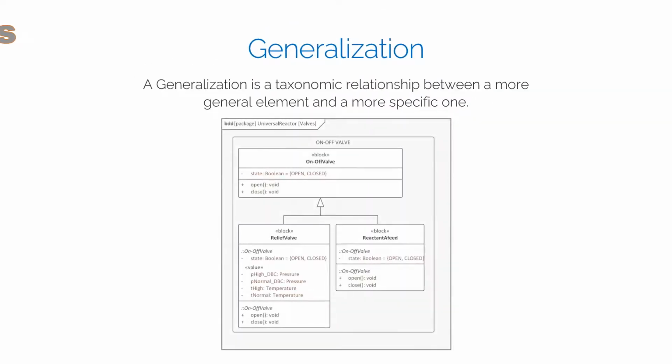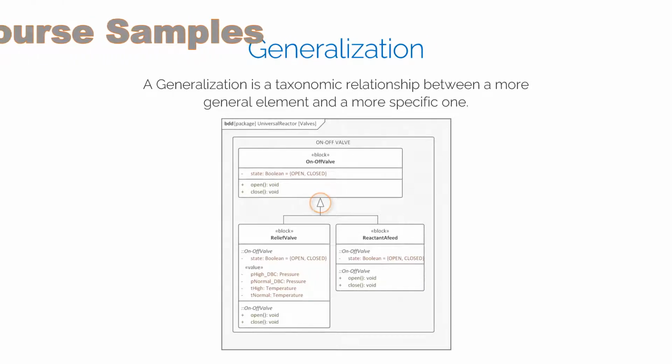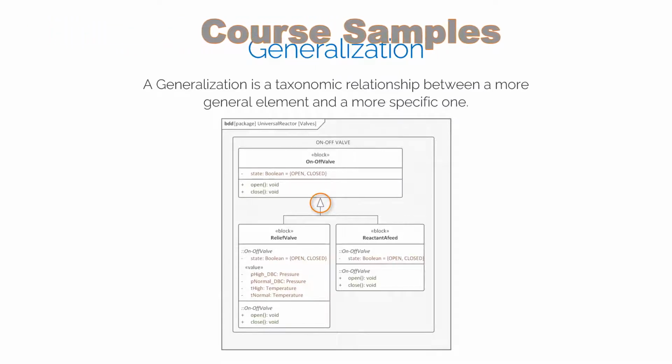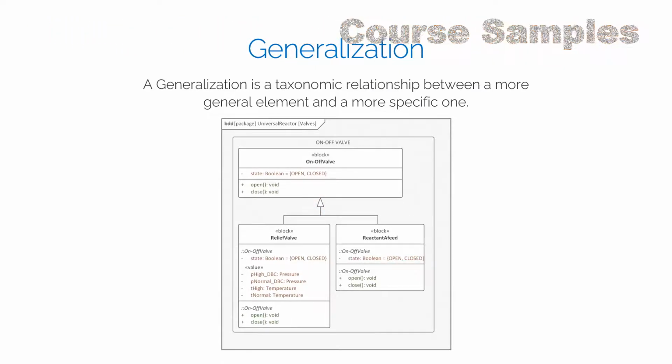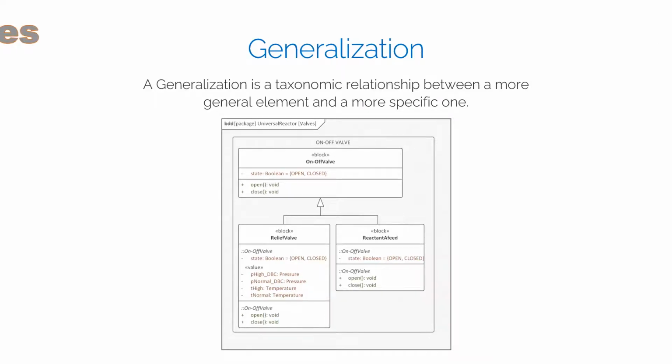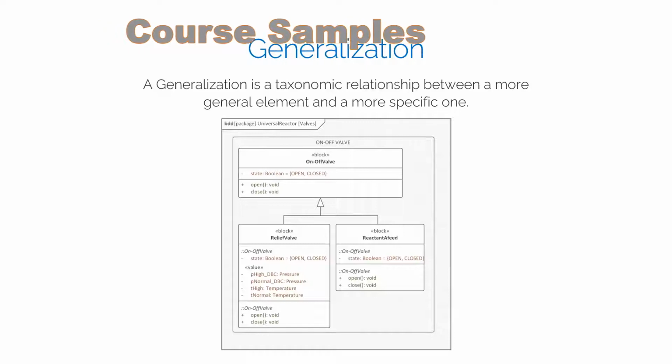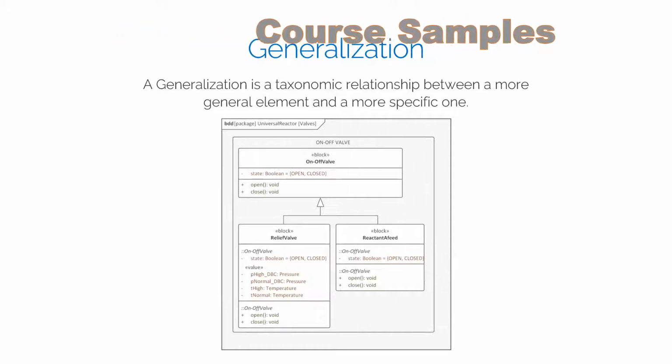A generalization is a taxonomic relationship between a general element and a specific one. Generalization is notated with a triangle symbol pointing from the specific element to the general one. Each instance of the specific element is also an instance of the general one. The example shows block on-off valve defining the features of any on-off valve, and two specific on-off valves, relief valve and reactant A feed, both specializing on-off valve.